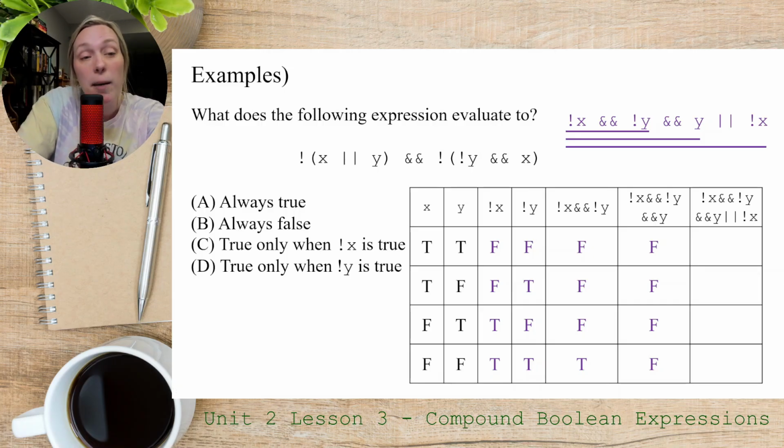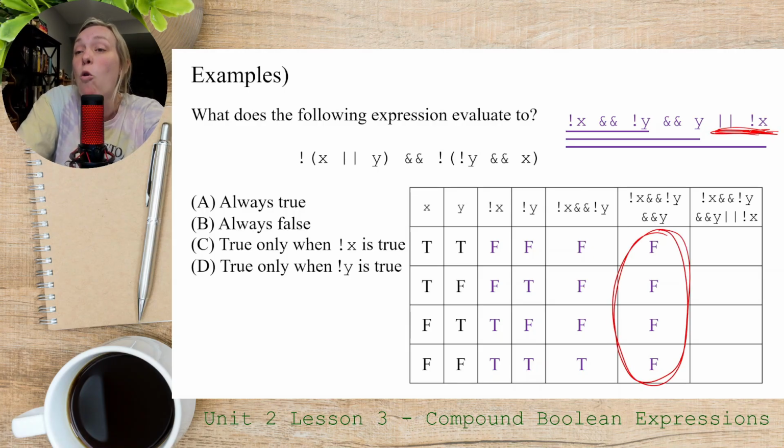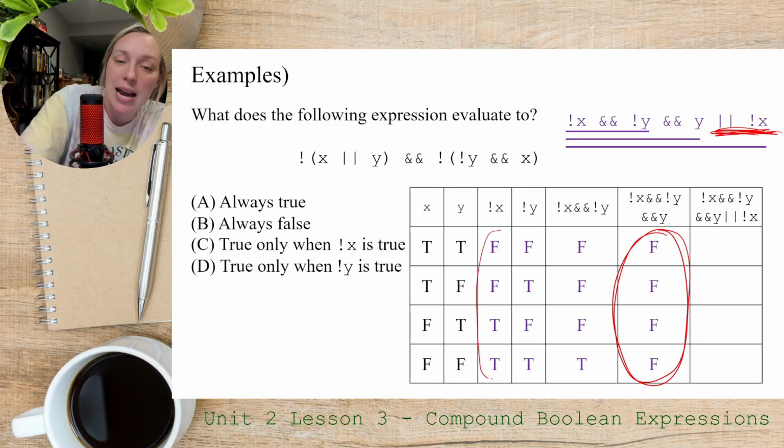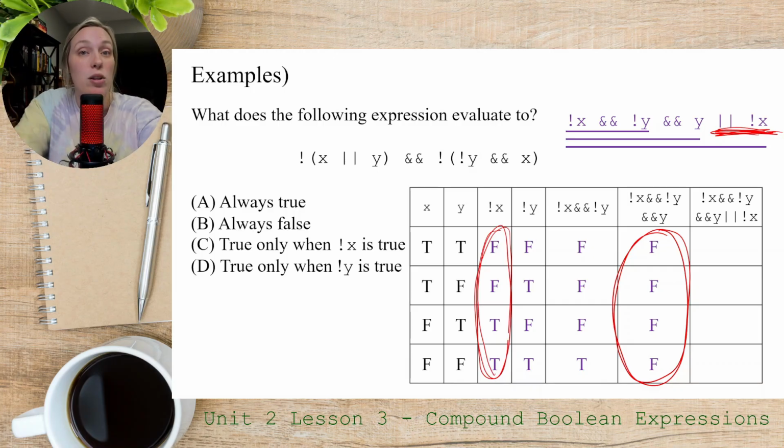Now, if the problem ended there, this would be a good example of what you'd see when B was the answer, right? But the problem doesn't end there. The problem ends with this last comparison. We're going to compare this column with or not X. So not X is this column right here. So we're going to compare these two columns with an or.